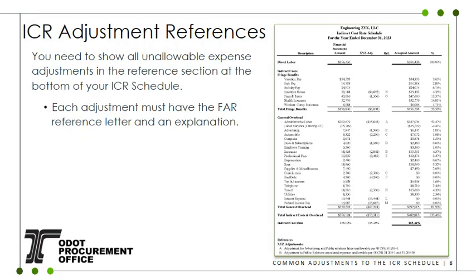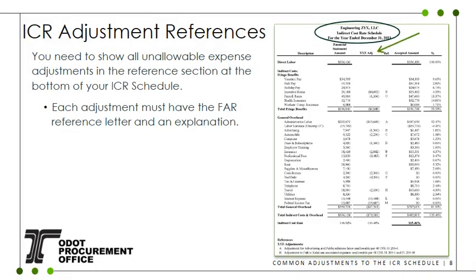When filling in your ICR schedule, you must show all unallowable expense adjustments in the reference section at the bottom of the ICR schedule. Each adjustment must have the associated FAR reference attached to it and an explanation. The following is an illustration of where the unallowable adjustments, reference letters, and the reference section are located on the ICR schedule. Here we have an illustration of an ICR schedule that includes unallowable expenses.